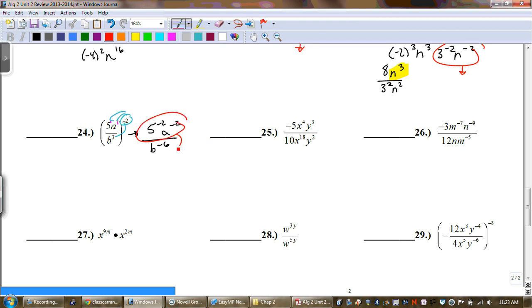If your exponent's negative, drop it like it's hot. If it's already on the bottom, bring it to the top. So we get b to the 6, and then 5 squared a squared. And when we simplify that, we get b to the 6 on top, 25a squared. Okay, 25.